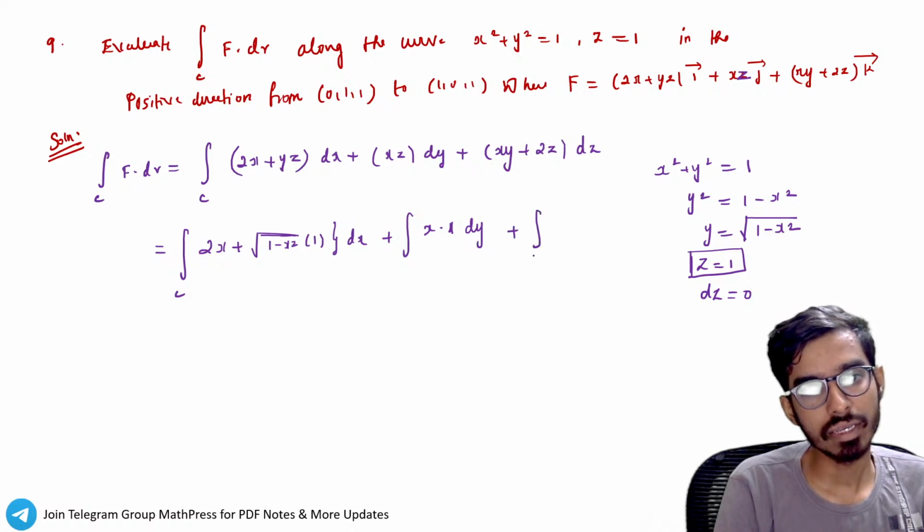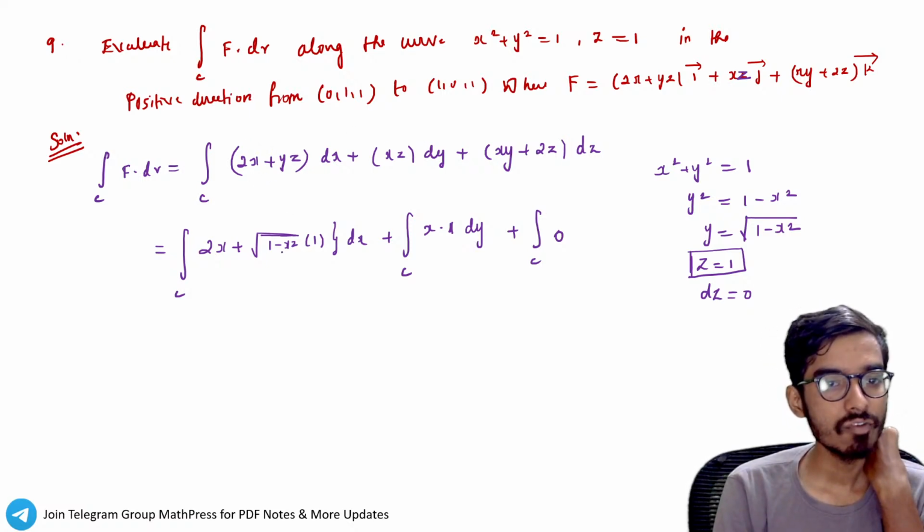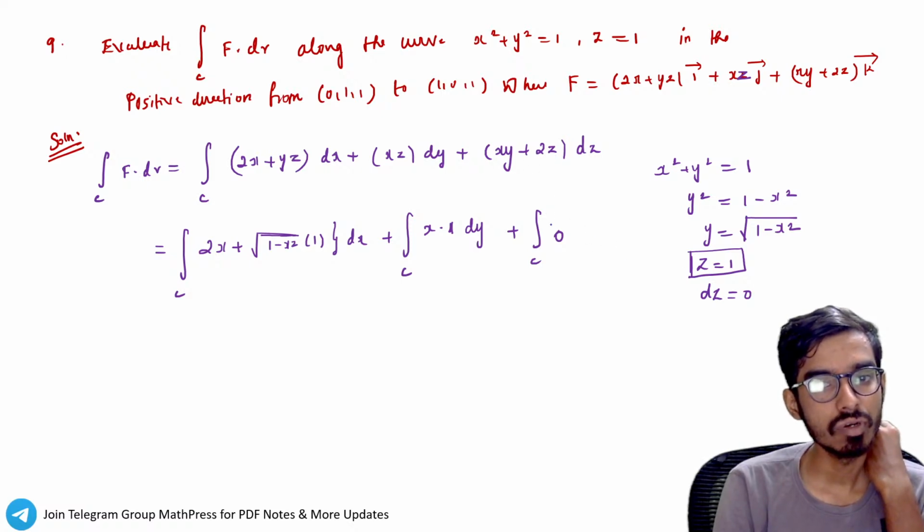Plus integral over c, this will be 0, right? So I'm just integrating separately. So integration of 2x plus, instead of y, I'm putting root of 1 minus x square into 1 dx, and integration of x into z is 1, and z is 1 and dz is 0. So therefore this will be 0 because dz is 0, right?